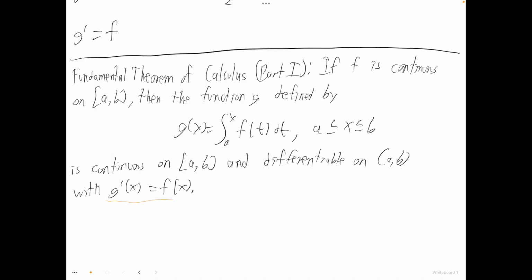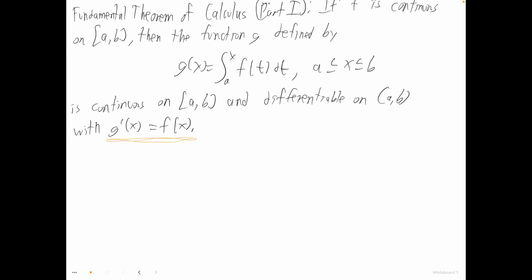Now this last part is probably the part that gets remembered the most. It basically says that if we take the derivative of the integral, we get out the original thing, or in other words, g is an antiderivative of f. Okay, so that is a pretty interesting fact. We are going to prove this. Okay, so we're going to prove the Fundamental Theorem of Calculus Part 1 now.